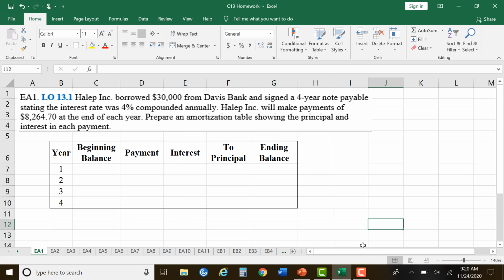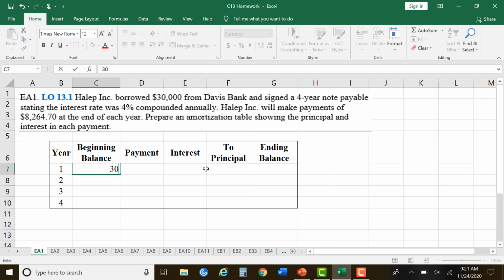For exercise 1, we're gonna work with Halep Inc. Borrowed $30,000 from Davis Bank and signed a 4-year note payable stating the interest rate was 4% compounded annually. Halep Inc. will make payments of $8,264.70 at the end of each year. Prepare an amortization table showing the principal and interest in each payment.